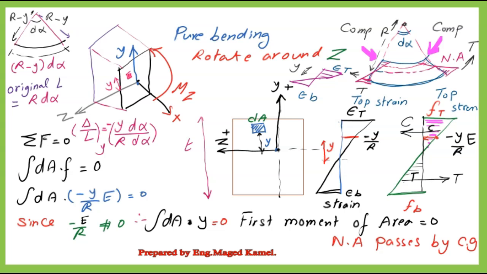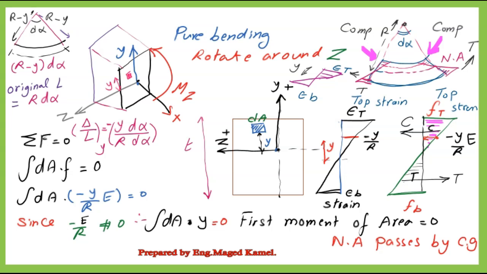Hello and welcome back. We will prove that for the case of pure bending, the first moment of area about the CG will be equal to 0. The second expression is that the product of inertia will be equal to 0.